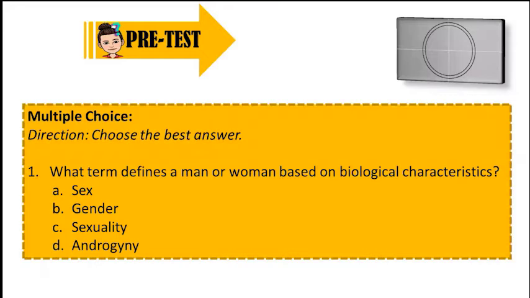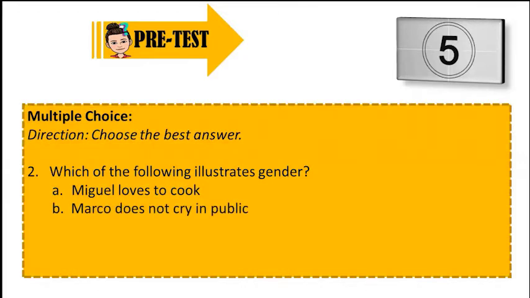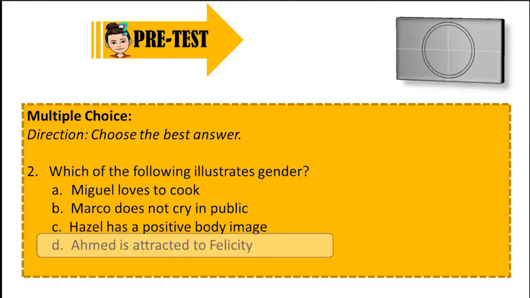If your answer is A, you got it right. Next, which of the following illustrates gender? A, Miguel loves to cook. B, Marco does not cry in public. C, Hazel has a positive body image. D, Ahmed is attracted to Felicity. Timer starts now. And the correct answer is letter D. Ahmed is attracted to Felicity.